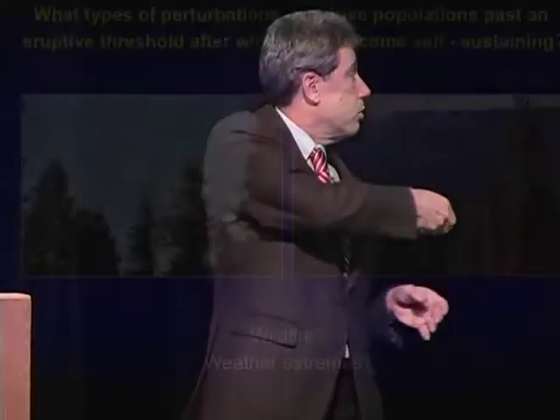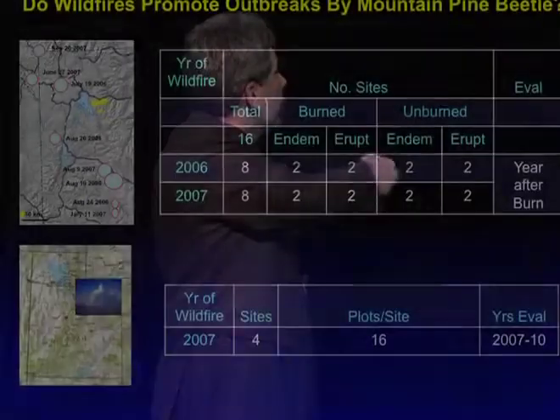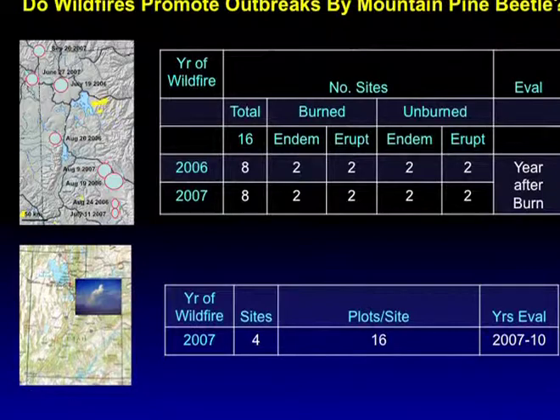And so we wanted to explore on a higher scale two different kinds of environmental perturbations that occur at different scale. One that is a bit more localized, wildfire, and the other is more regional weather extremes. We just finished two large-scale studies exploring how wildfire may affect the population dynamics of mountain pine beetle. One was done in northwestern Wyoming, the other one in northeastern Utah.